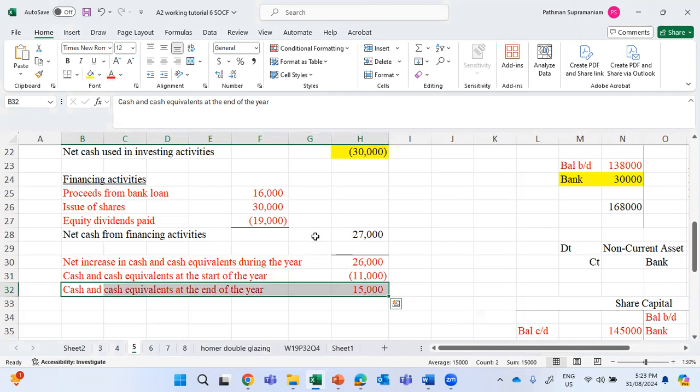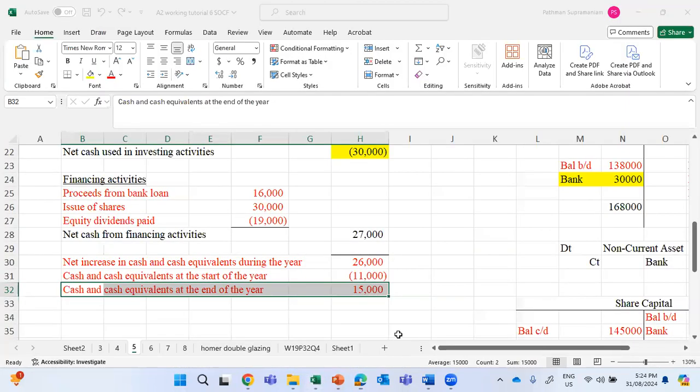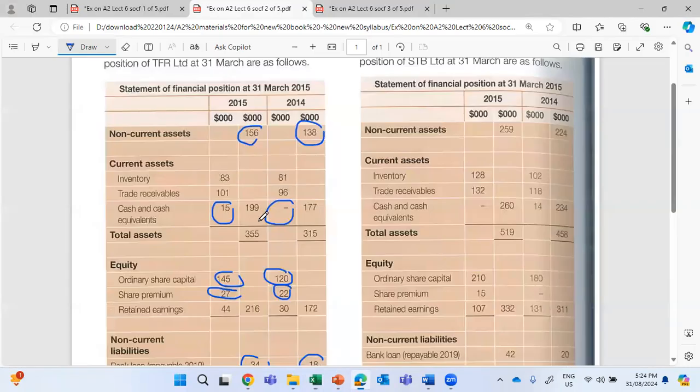Then we go and check the SOFP. You can see 15,000. So what you calculate here must tally to what you see here. If you can tally, that means you've done it correctly. So that's how it works. That's the basics of statement of cash flow.